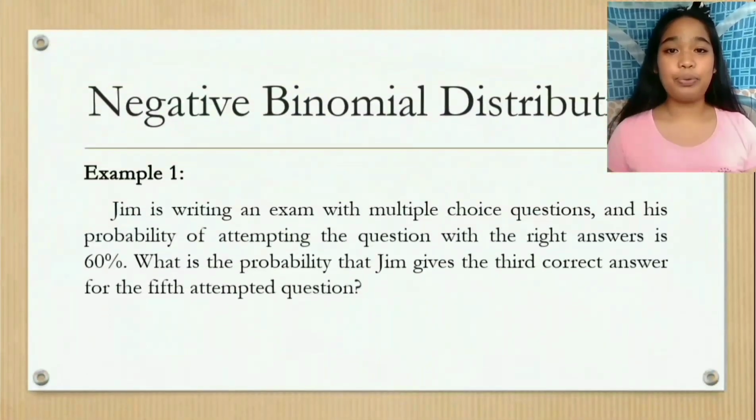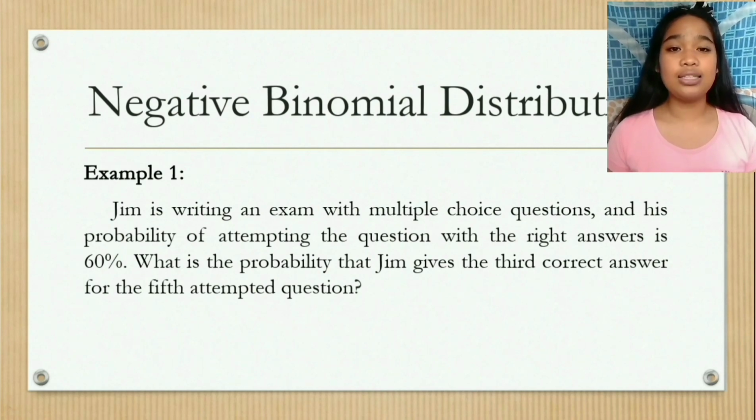Next is the example of negative binomial distribution. Example 1. Jem is writing an exam with multiple choice questions, and his probability of attempting the questions with the right answer is 60%. What is the probability that Jem gives the third correct answer on the fifth attempted question?